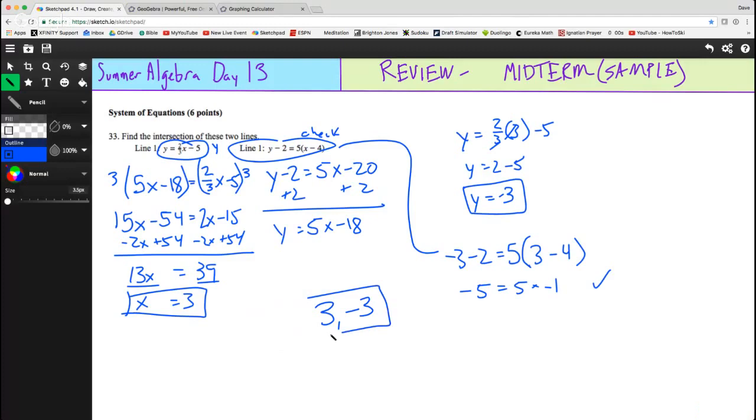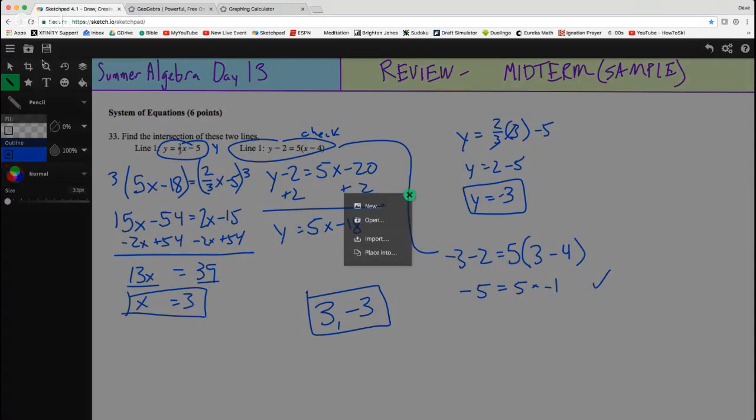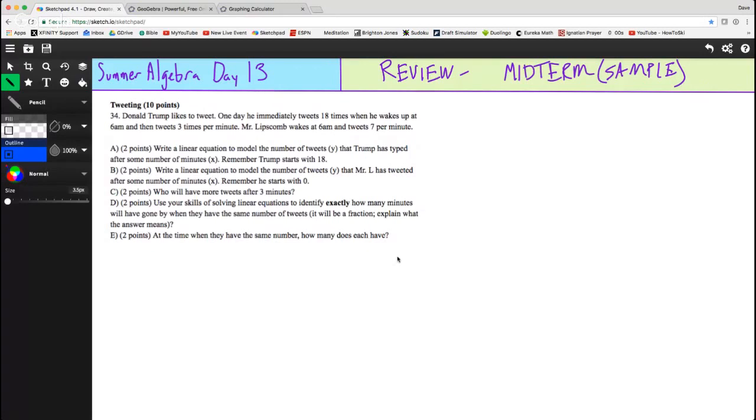All right, I got to fix this one. Okay, let's keep going. Here we go. Looks like a word problem. Mr. Donald Trump likes to tweet. One day, he immediately tweets 18 times when he wakes up at 6 a.m. and starts to tweet 3 times per minute.